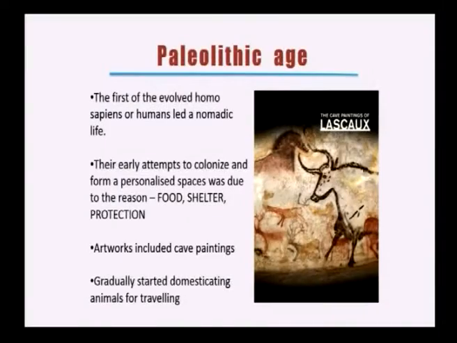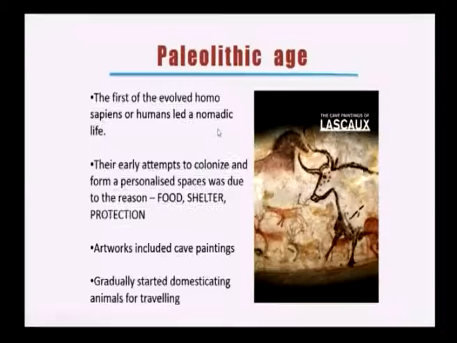Now we look at prehistoric age. First, the Paleolithic age. In the Paleolithic age, the humans were leading a nomadic life. Food, shelter, protection was the main reason for them to colonize. And another reason was that the more humans were together, the easier it was to hunt and to protect themselves from predators.